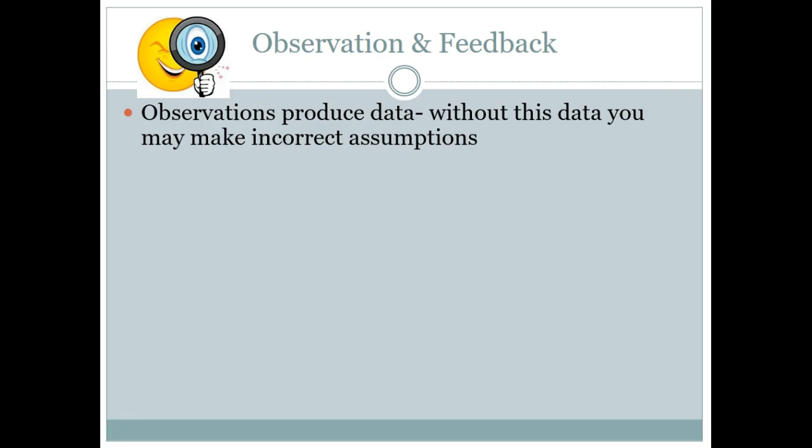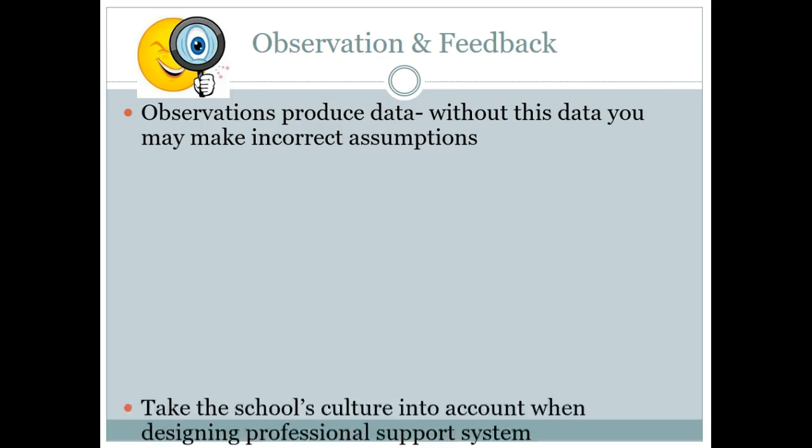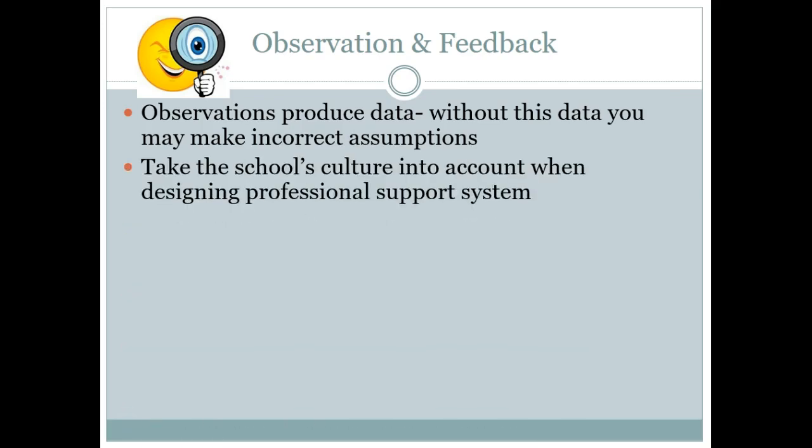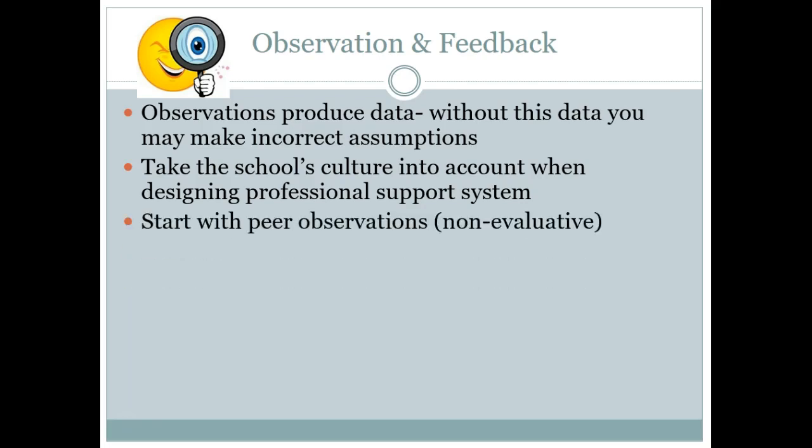And without this data, you can make some incorrect assumptions when teachers say, oh yeah, I do that in my classroom. Well, this really helps you see what it looks like in the classroom. You want to make sure to take the school's culture into account when designing your professional support system. So if there isn't currently an open door policy and teachers aren't used to observing each other or being observed frequently, you're going to want to develop that.